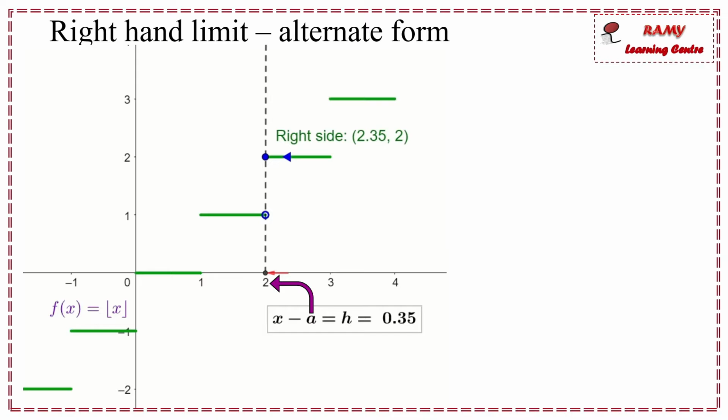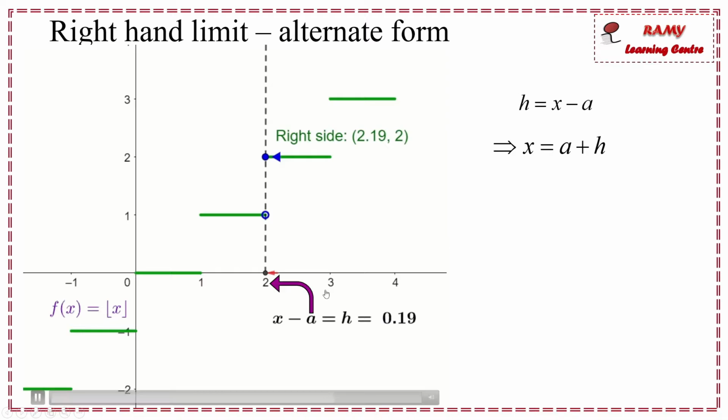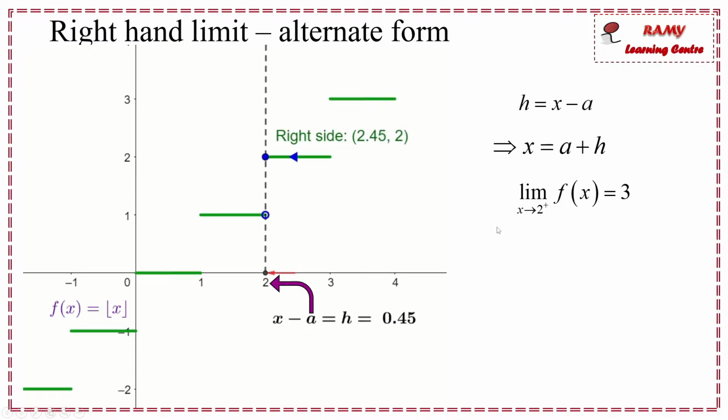We are going to look at an alternate form for representing right hand limit. We have taken the same function f of x is equal to greatest integer function of x, and we have taken the difference x minus a is equal to h. Now, as x gets closer to a on the right, h gets closer to the value 0. We have taken h is equal to x minus a, or we can write x is equal to a plus h. In this graph, we know that a is equal to 2. So, limit x tending to 2 plus of f of x is equal to 3 can be written as limit h tending to 0 of f of 2 plus h is equal to 3.